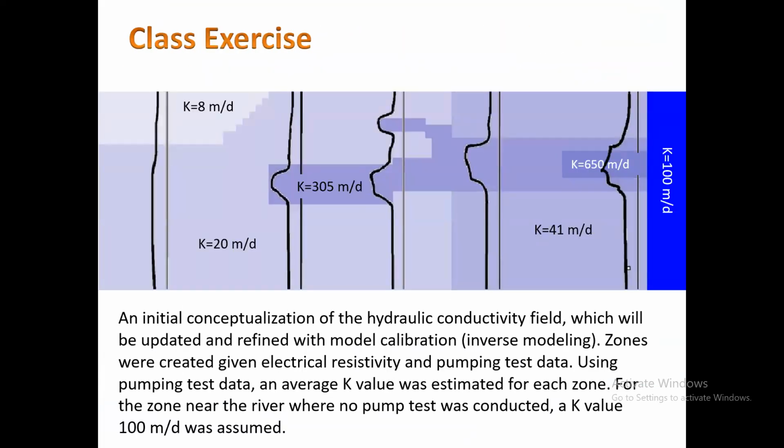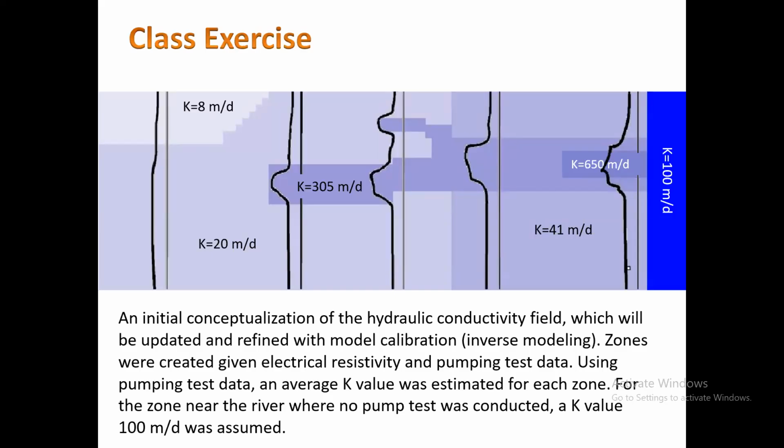From last class I gave you some pumping test data measuring hydraulic conductivity, and electrical resistivity data, and from this you will be able to create a hydraulic conductivity field. So for example, you assume K is equal to 8 here, then you have something here, and you assume K is equal to 150 or whatever this number is.